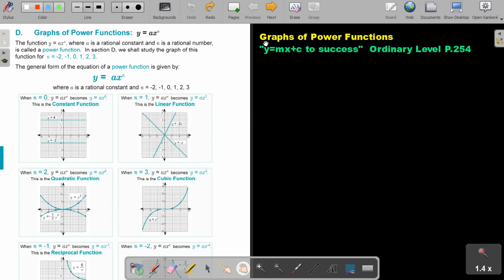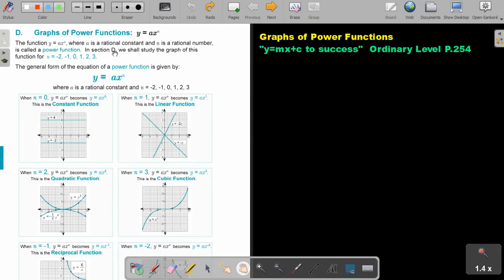In this video, we are going to look at graphs of power functions. You will find this on page 254 in the Namibian Ordinary Level Mathematics textbook, y equals mx plus c to success. Graphs of power functions, y equals ax to the power of n. The function y equals ax to the power of n, where a is a rational constant and n is a rational number, is called a power function.